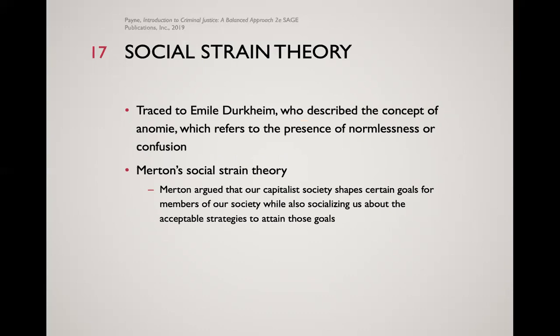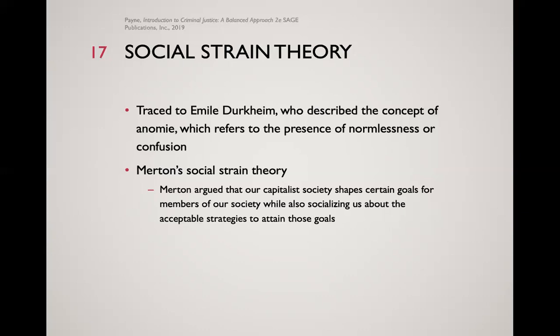So social strain theory. This is traced back to Emile Durkheim. He's looked at as the father of sociology. You're going to see his name very, very often. He described the concept of anomie. Anomie refers to the presence of normlessness or confusion.